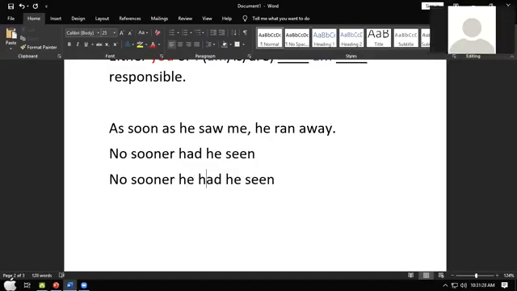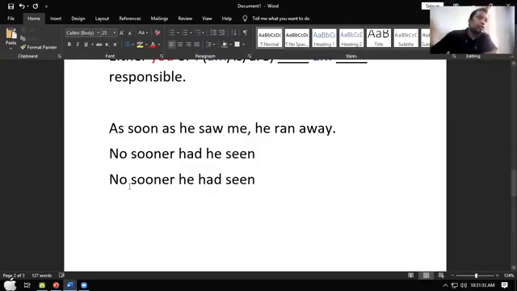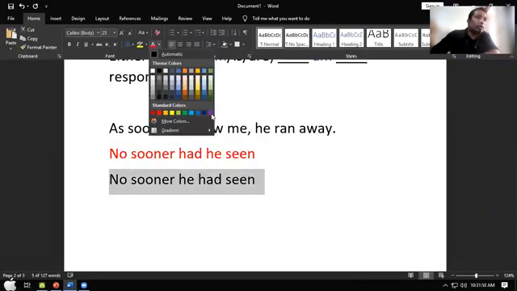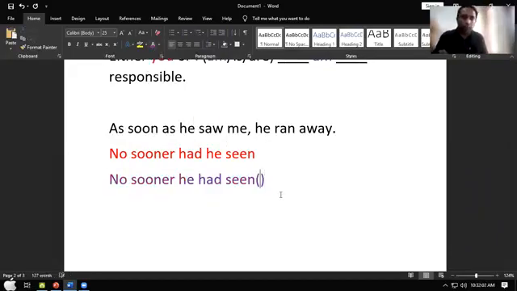Why don't we use no sooner he had seen? Why we use no sooner had he seen? I want to know why it is correct and why it is wrong. This is my question to you. This structure is correct and this structure is wrong. Tell me.